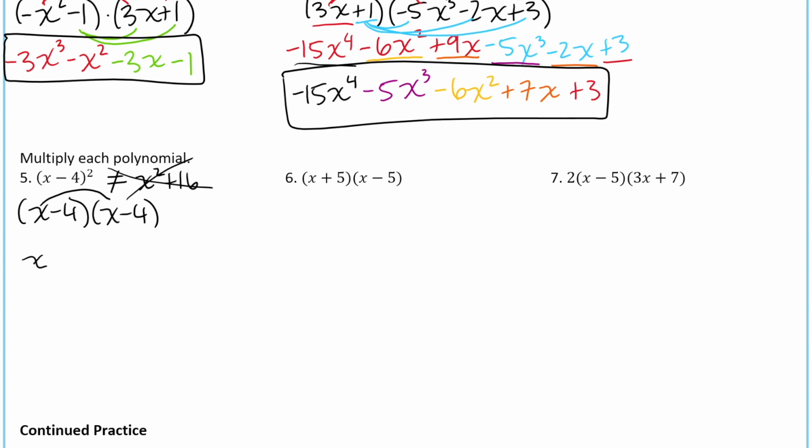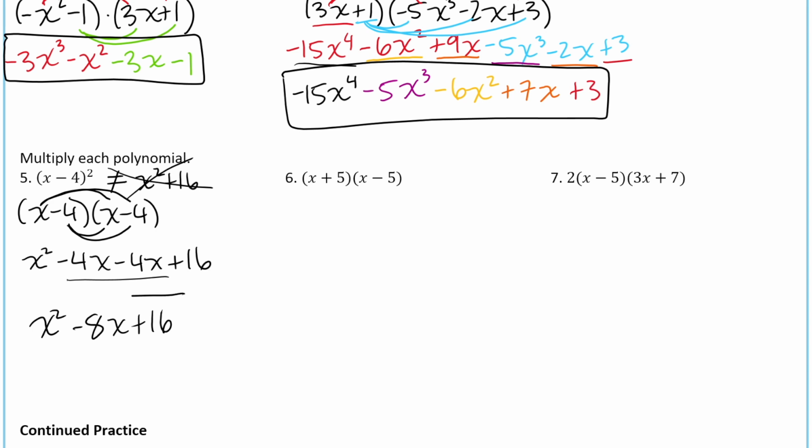X times x is x squared. X times negative 4 is negative 4x. Negative 4 times x is minus 4x. Negative 4 times negative 4 is plus 16. When I combine the middle terms, I end up with x squared minus 8x plus 16 as the final answer.